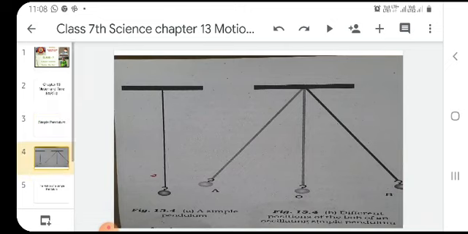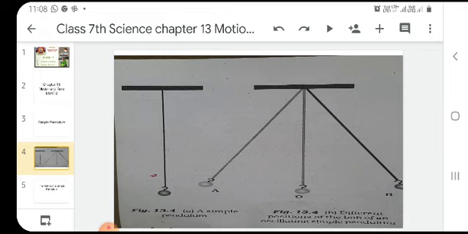For example, you can see here a simple pendulum and the different positions of the bob of an oscillating simple pendulum. In this, the upper vertical line which you are seeing is the point of suspension. Total length you can take as capital L, and the positions of the bob are A, O and B.